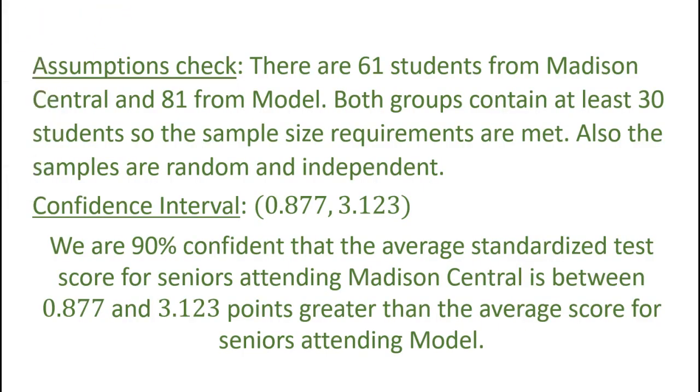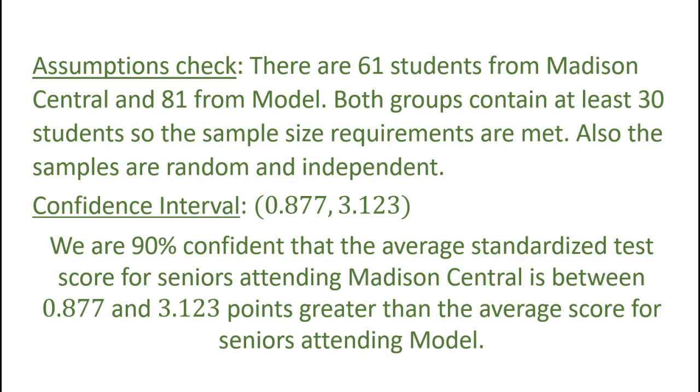You would need to do your assumptions check, similar to what we did before, state the confidence interval from the output, and then give the interpretation, which states we are 90% confident that the average standardized test scores for seniors attending Madison Central is between 0.877 and 3.123 points greater than the average score for seniors attending Model.